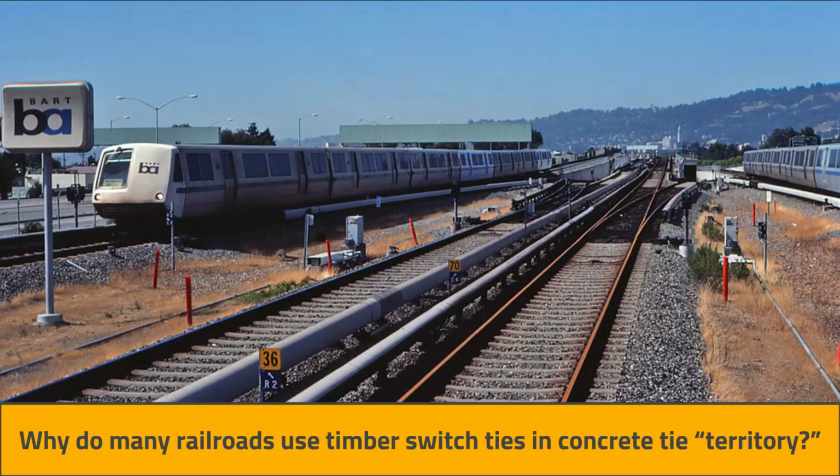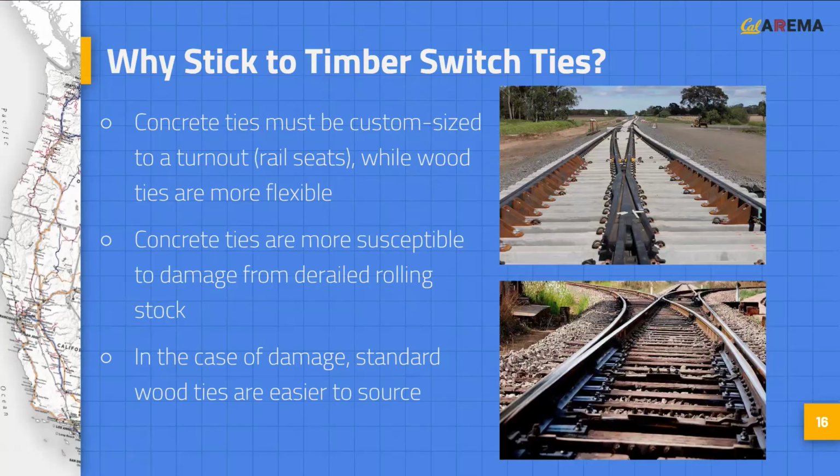Second, why do many railroads use timber ties in concrete tie territory? Here we see BART using timber ties for their turnouts, and many freight railroads do the same thing. Timber ties are often preferred for use in turnouts and other special track work for the following reasons. First, concrete ties must be designed for a specific turnout geometry such that the rail seats align, while the flat, uniform surface of wood ties makes them far more flexible, and they can be used in any turnout geometry.